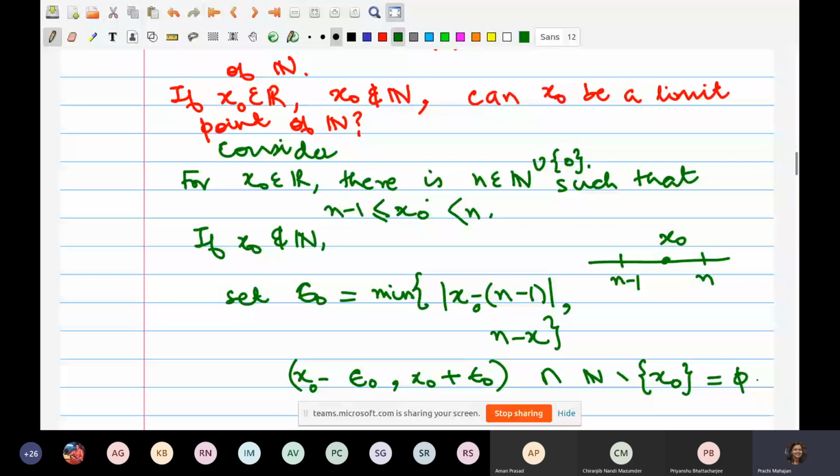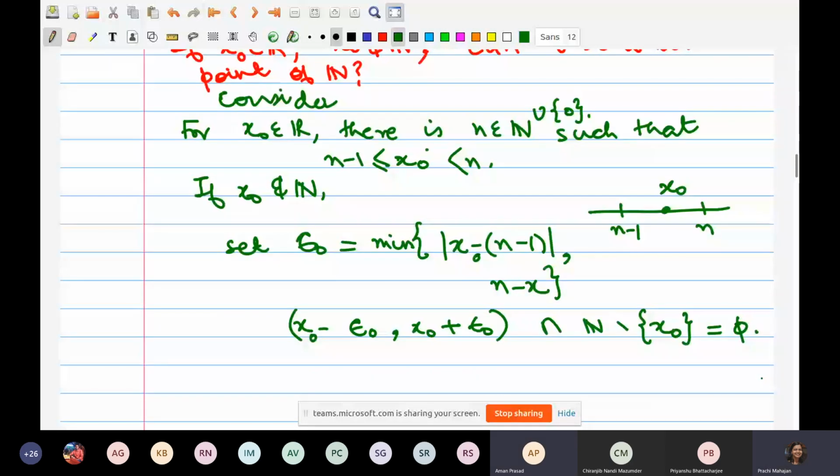Is that correct? Is that what you wanted to say, Aman? Yes, ma'am. Is everybody with me on this point? So if I choose epsilon naught like this, then this epsilon naught neighborhood around x naught intersects the set of natural numbers only in the point x naught, possibly, and nothing else. Is this okay?